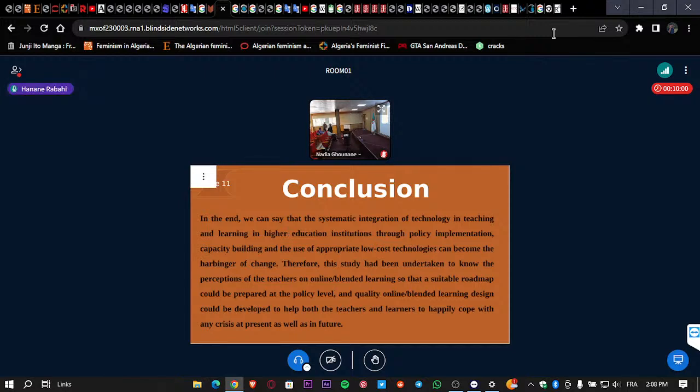To sum up, in the end, we can say that the systematic integration of technology in teaching and learning in higher education institutions through policy implementation, capacity building, and the use of appropriate low-cost technologies can become the harbinger of a change. Therefore, the study had been undertaken to know the perceptions of the teachers on online blended learning so that a suitable roadmap could be prepared at the policy level, and quality online blended learning design could be developed to help both the teachers and learners to happily cope with any crisis at present as well as in future.